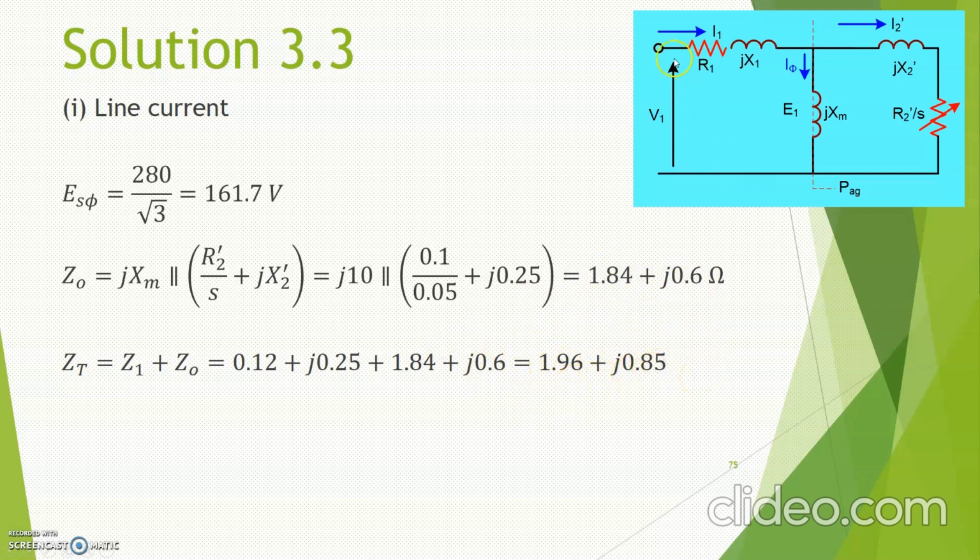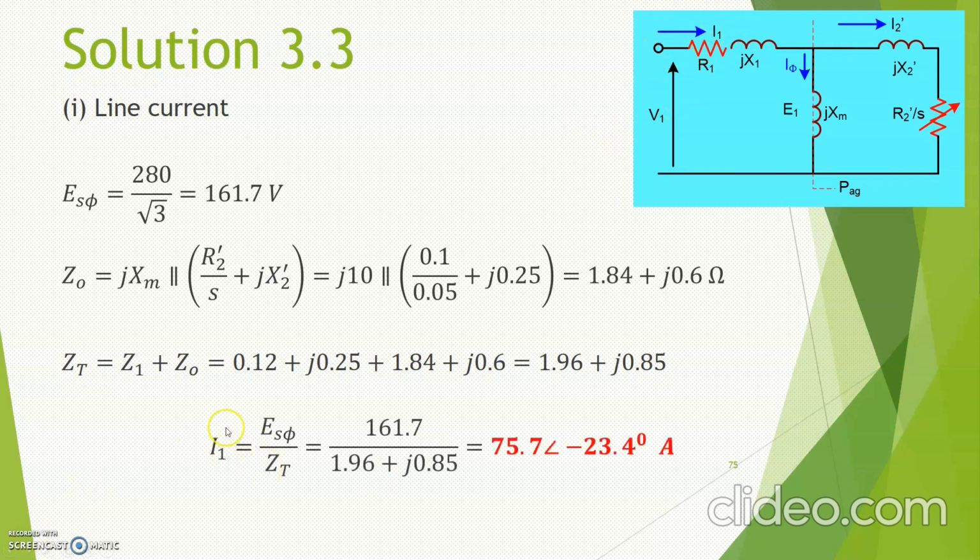Okay, so once you get your Z equivalent for this circuit, you know your V1, and then you can find your I1, which is your line current. So I1 will be equal to the voltage divided by the Z equivalent. The voltage is given by 161.7 volt divided by the Z total. So finally you get I1 is equal to 75.7 angle negative 23.4 ampere.